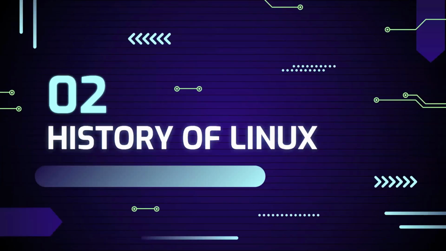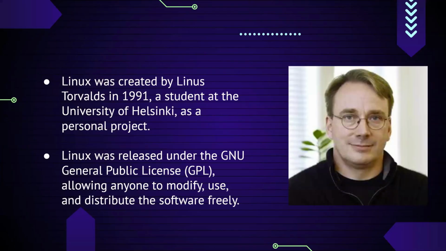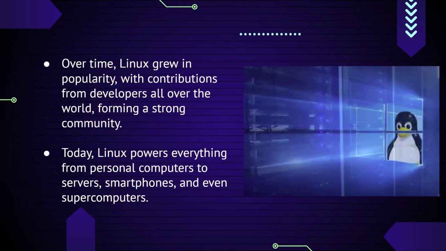So next, a history of Linux. Linux was created by Linus Torvalds in 1991 as a student at the University of Helsinki in Finland as a personal project. Linux was released under the GNU General Public License. This means anyone can modify, use, and distribute the software freely. So basically, we talked about open versus closed source in previous presentations. Linux is open source, so anyone can use the code from Linux, anyone can edit the software.